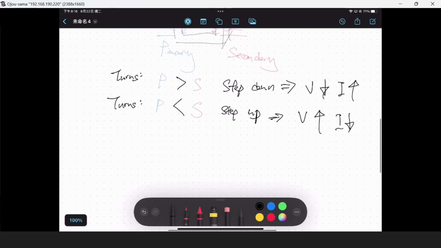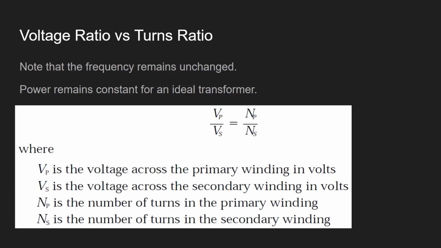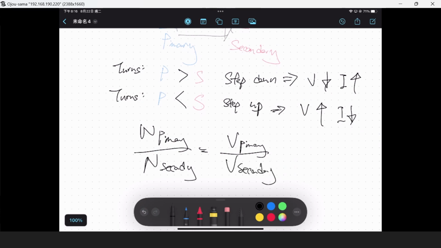It is actually how you do the math. And if I tell you that, I use the blackboard. The number of turns of the primary over N secondary equals to the voltage ratio. They are directly proportional. Okay.